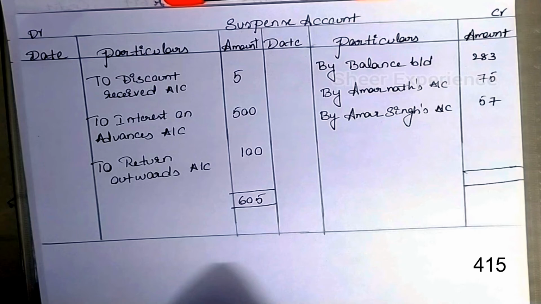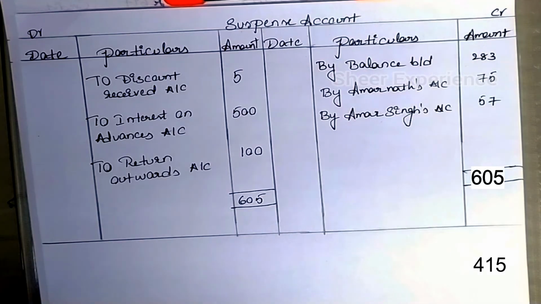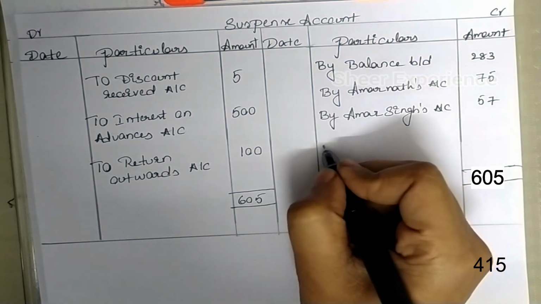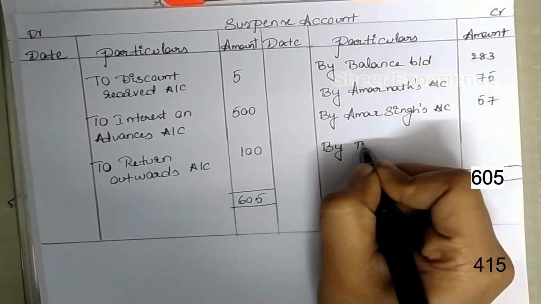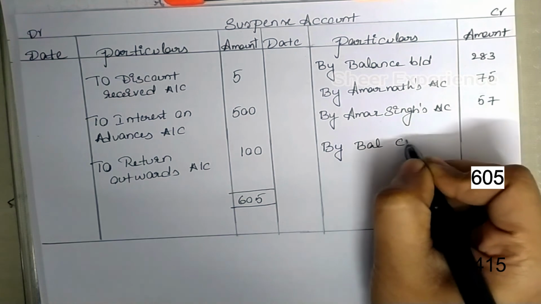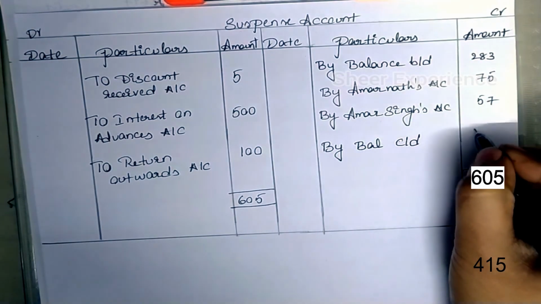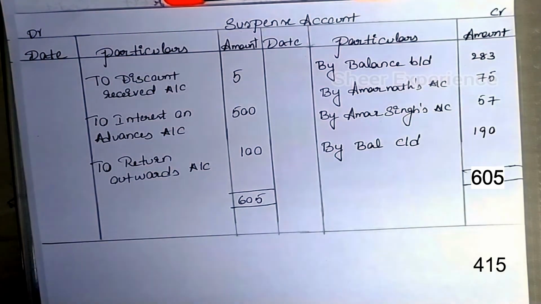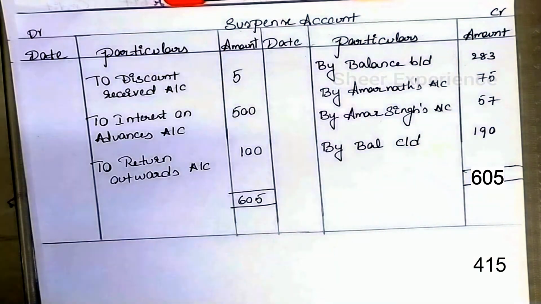Usually in the suspense account, the debit balance and credit balance should match with each other. Here it is not matching with each other. So we are mentioning the higher amount, that is 605 on both the sides. And we will deduct 415 from 605. That comes to 190. This we will mention on the credit side, and in the particulars column we will mention by balance carried down. And same amount we will bring down to the next week.